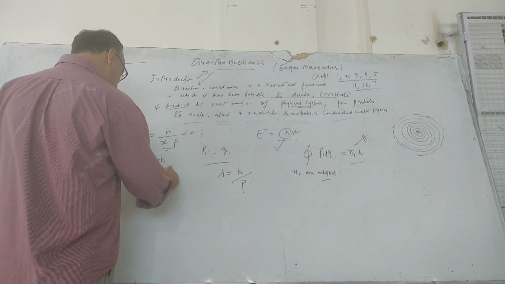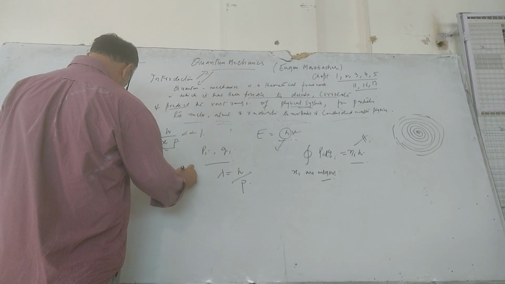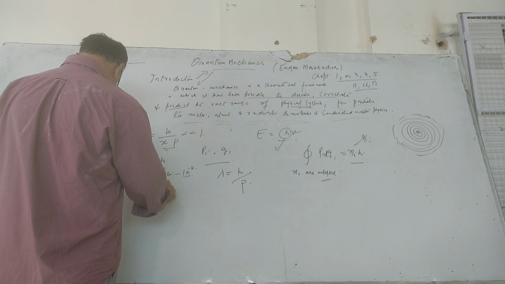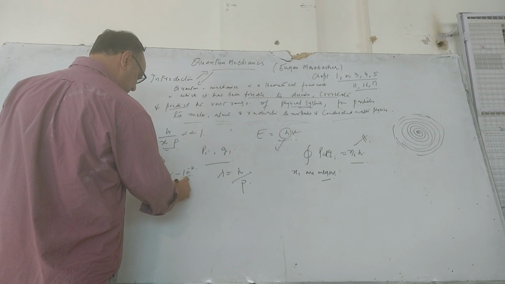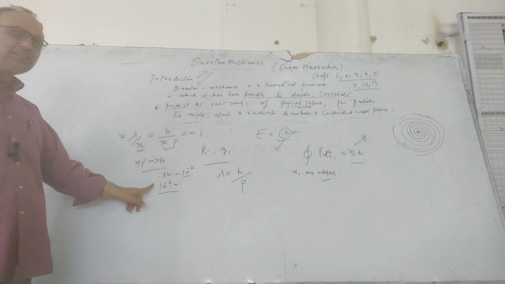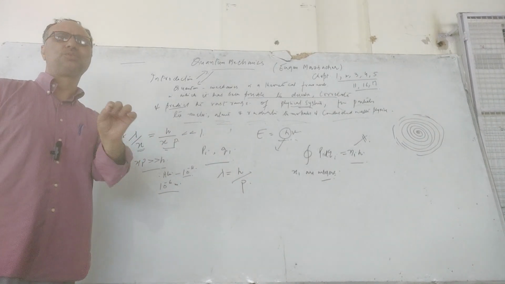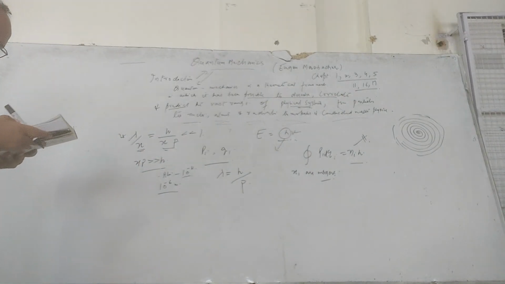For example, for an atom moving at a certain temperature in Kelvin, the wavelength will be 10 to the power minus 6 meter. It's very small, 0.0000. But the point is to mention.